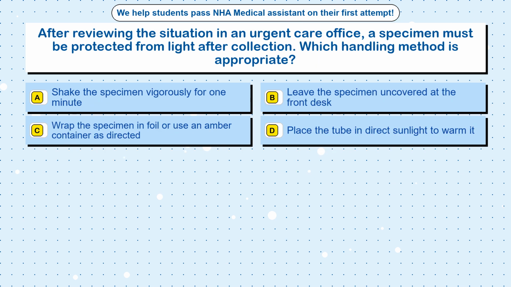Question 3. After reviewing the situation in an urgent care office, a specimen must be protected from light after collection. Which handling method is appropriate? Option A. Shake the specimen vigorously for 1 minute. Option B. Leave the specimen uncovered at the front desk. Option C. Wrap the specimen in foil or use an amber container as directed. Option D. Place the tube in direct sunlight to warm it.